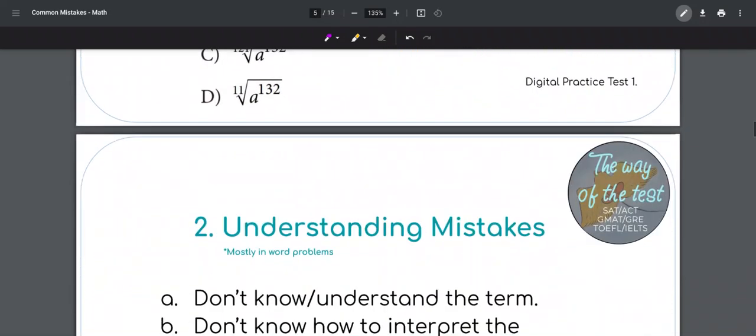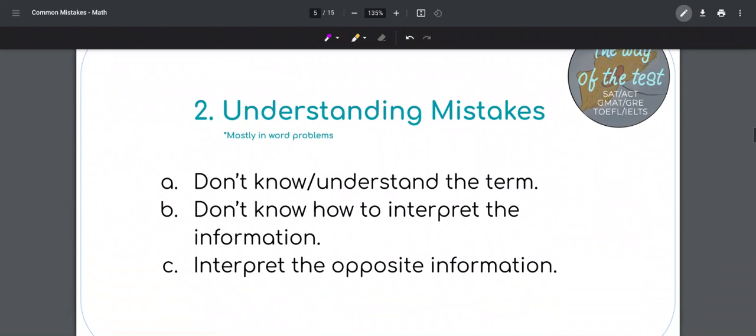Okay, moving on. Understanding mistakes. These types of mistakes occur mostly in word problems. Word problems are the problems that try to tell you a story using examples from real life or cases that you can see in real life. So here, the types of understanding mistakes are either not understanding the term, especially if you're a foreign student and English is not your native language, then sometimes you just don't understand the word. That's literally like a vocabulary mistake.